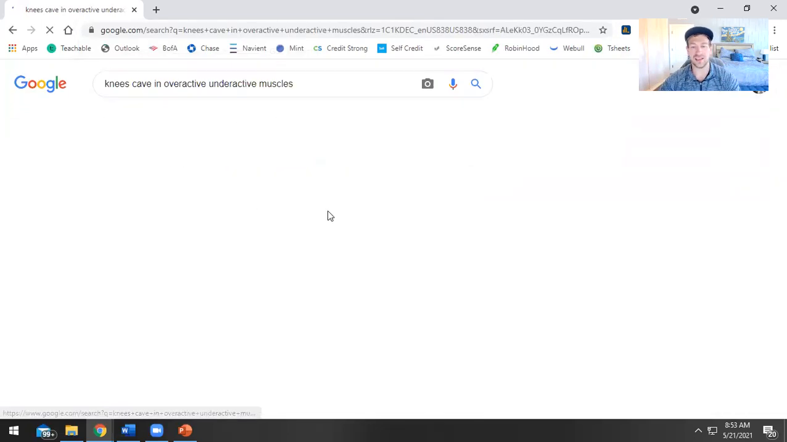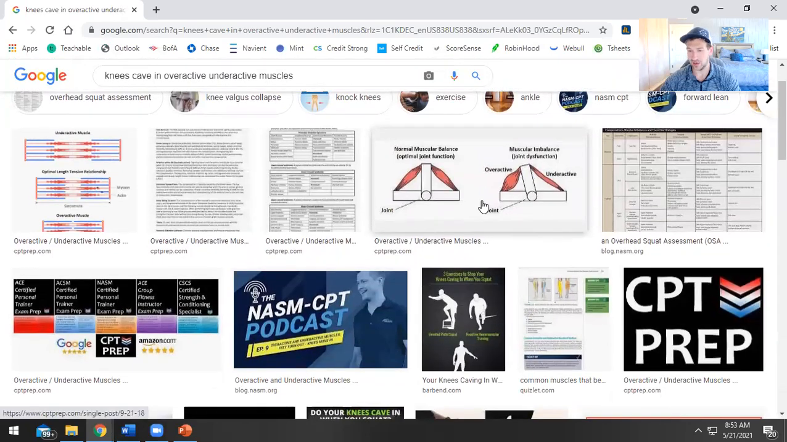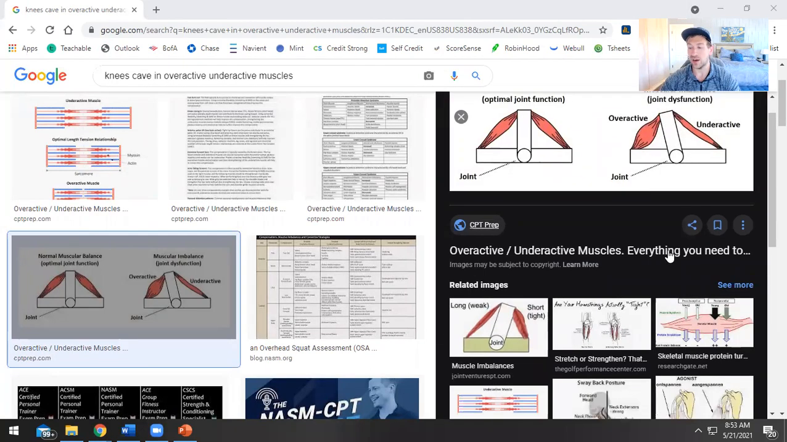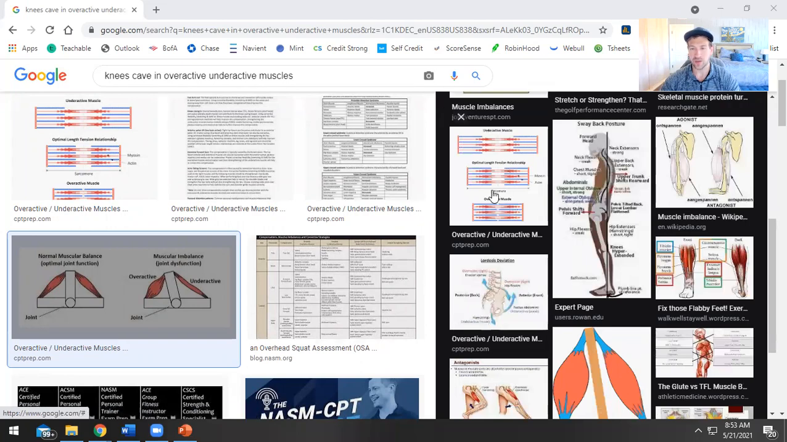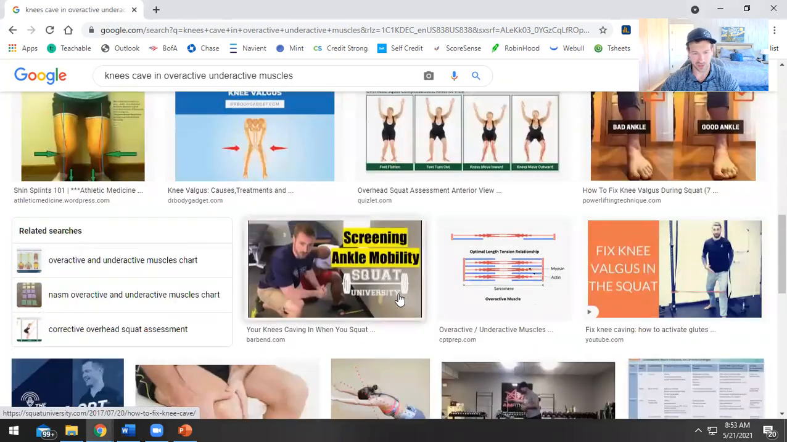When we see the knees caving in, we know that the muscles that pull the knee inward are basically kind of bunched up like this, and the muscles that are pulling the knee outward are sort of lengthened out like this. They're underactive, right? So that's what's causing those alterations in our posture.